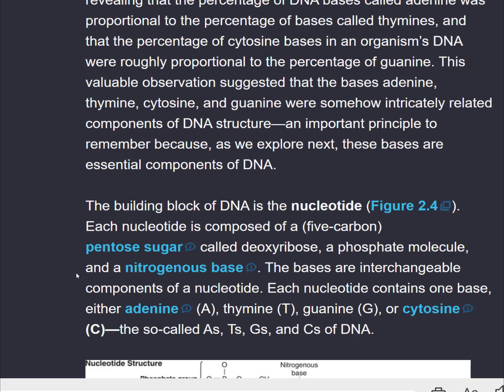Next is nitrogenous base. Important component of DNA and RNA nucleotides, often simply called a base. Nitrogen-containing structures include double-ring purines, which include the bases adenine and guanine, and single-ring pyrimidines, which include the bases cytosine, thymine, and uracil.